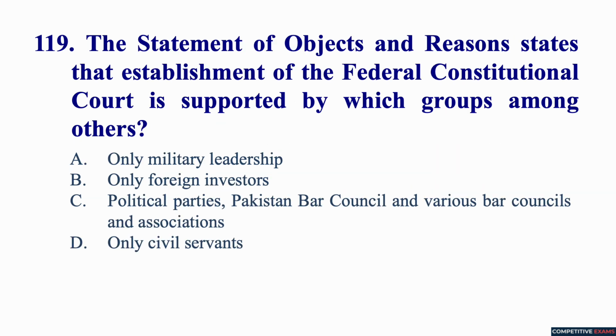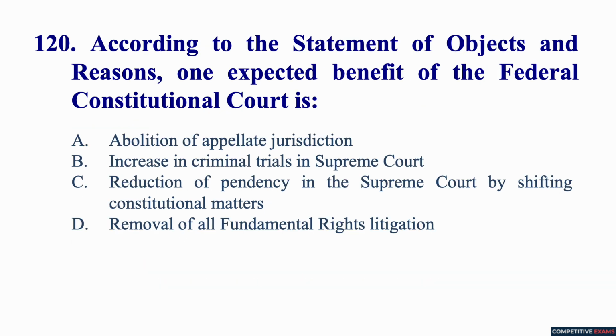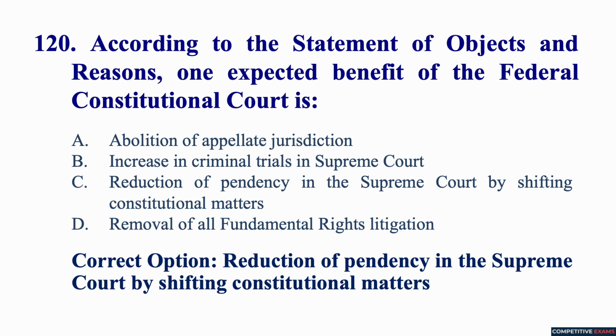The Statement of Objects and Reasons states that establishment of the Federal Constitutional Court is supported by which groups among others? Political parties, Pakistan Bar Council and various bar councils and associations. According to the Statement of Objects and Reasons, one expected benefit of the Federal Constitutional Court is reduction of pendency in the Supreme Court by shifting constitutional matters to the Federal Constitutional Court.